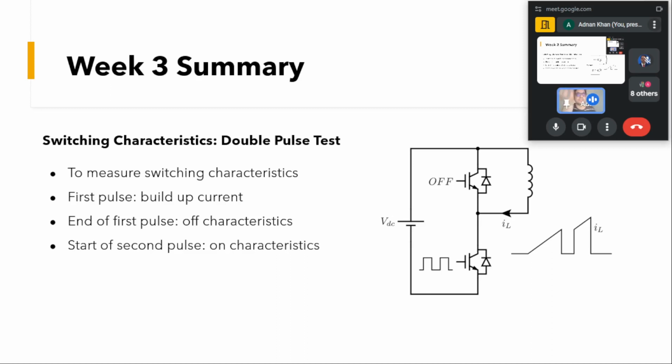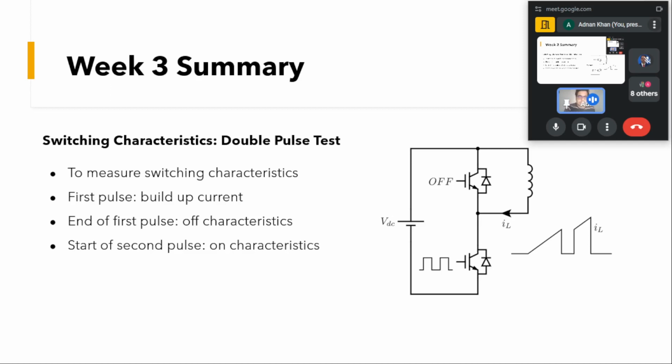Let us say we want to test this device at 50 amps. So this peak current will be equal to 50 amps, and at that moment we will turn off this device. As this device is being turned off, what will happen? We know that we cannot interrupt the current flowing through the inductor instantaneously. So this current will freewheel through the top device's diode here.